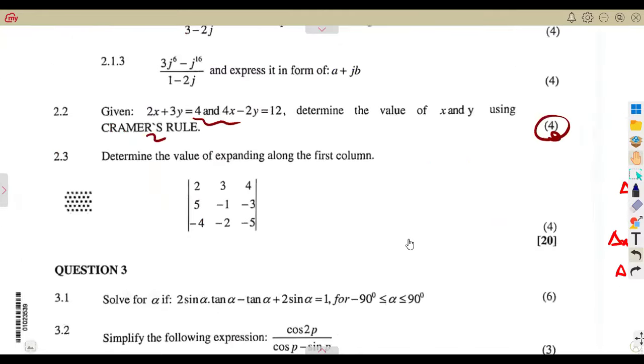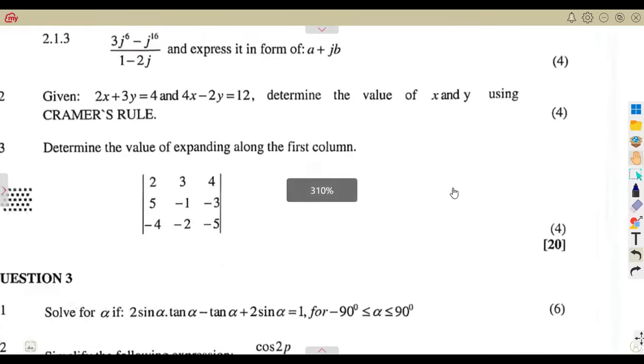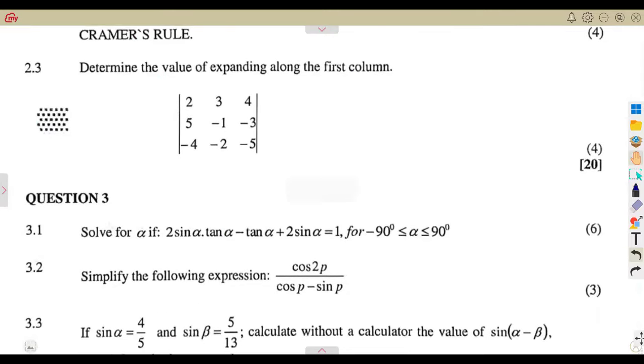So let's work out as many questions as we can. Then on the other part, 2.3, it was: determine the value by expanding along the first column.